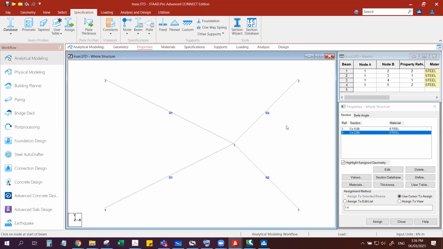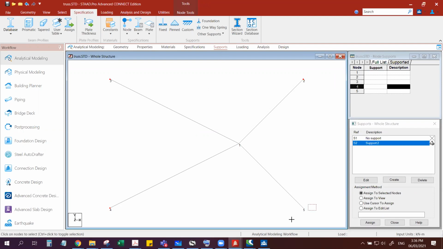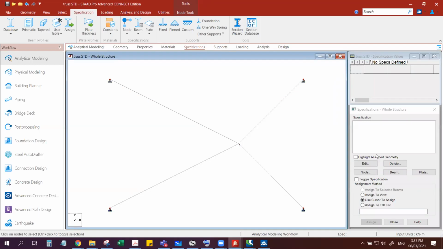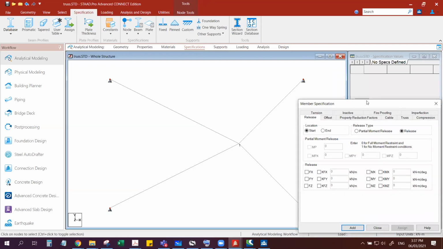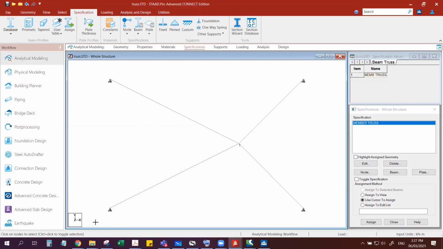Yes. Okay, what else? We're done with properties. Let's proceed with supports. Supports and then create. Pin, okay, and then add. Then select the command, select all the locations of the supports, and then assign. Okay, what else? And then let's specify this as truss. Beam, specify that as truss because it's actually axially loaded, right? So truss, then add. Okay, so command and then select all the objects and then assign. Yes.